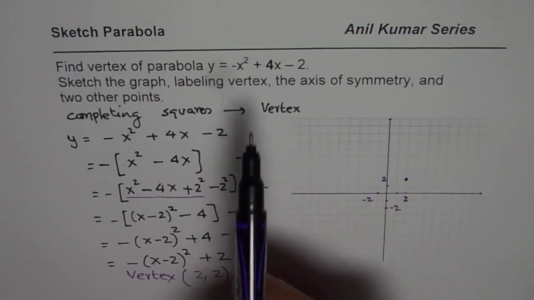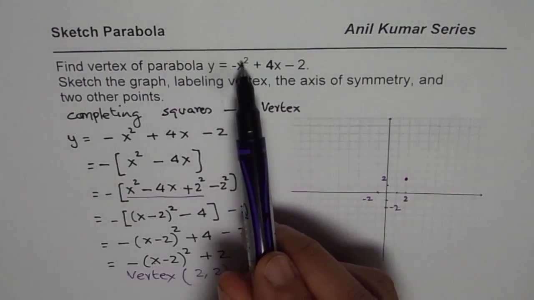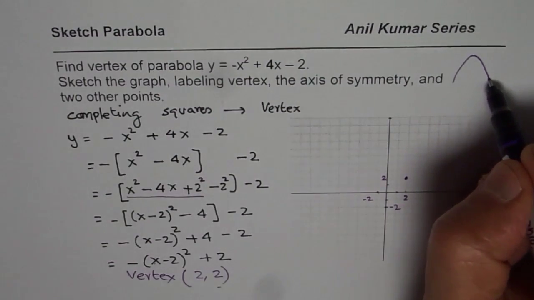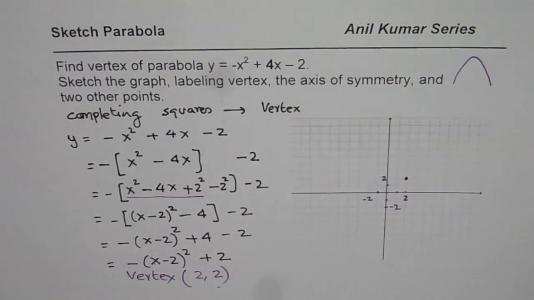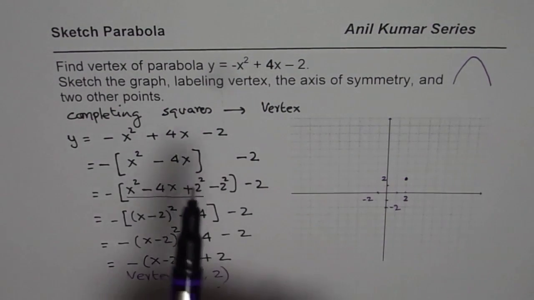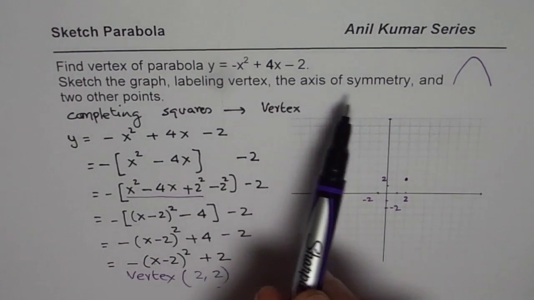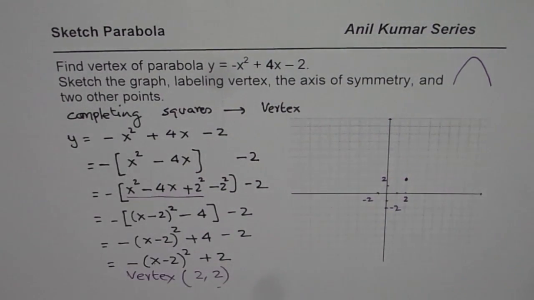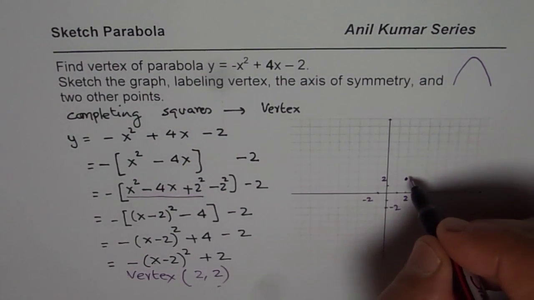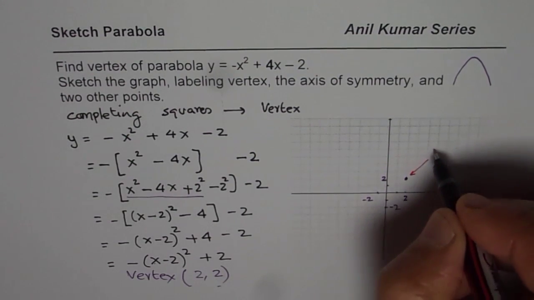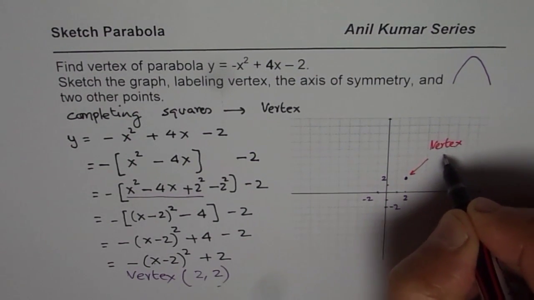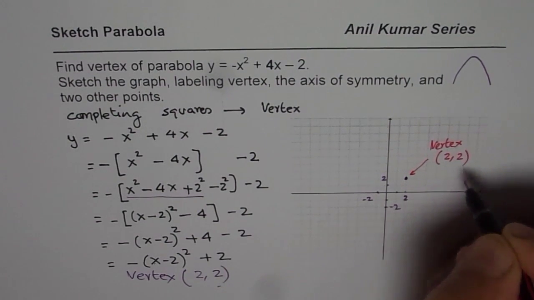Now as you can see, the parabola is minus x squared, so it has to open downwards, right? Secondly, the y-intercept is minus 2. Okay. Now, we have to sketch the graph labeling the vertex, the axis of symmetry, and 2 other points. One good point is always the y-intercept, which is minus 2. We will see which other point we need to label. So let's start with labeling the vertex itself. So this is the vertex for us, correct? And the vertex is, let's write vertex as 2 comma 2, correct?